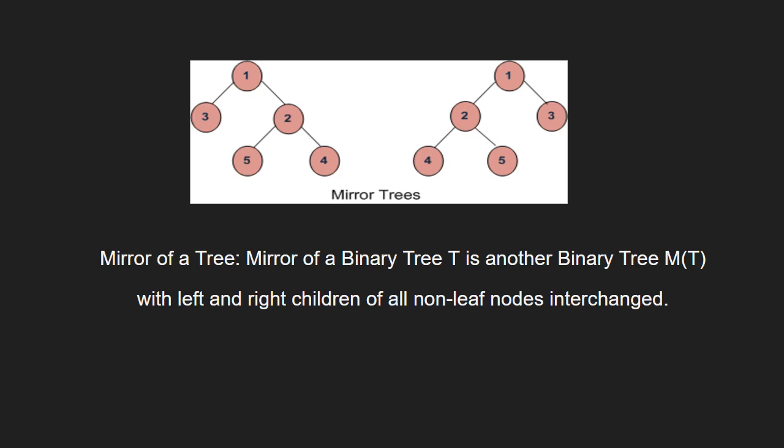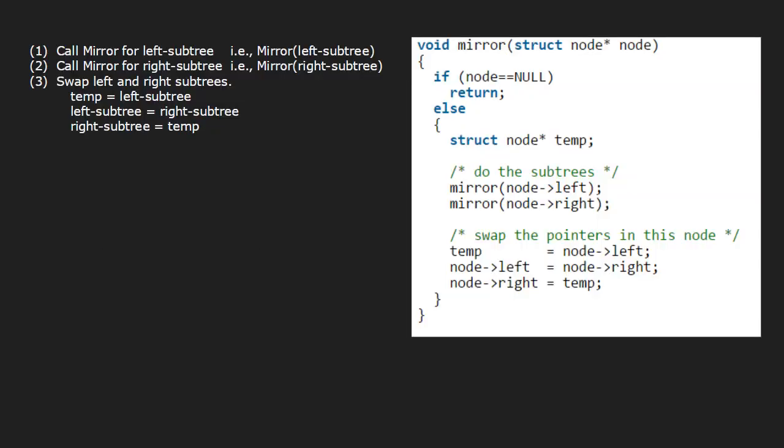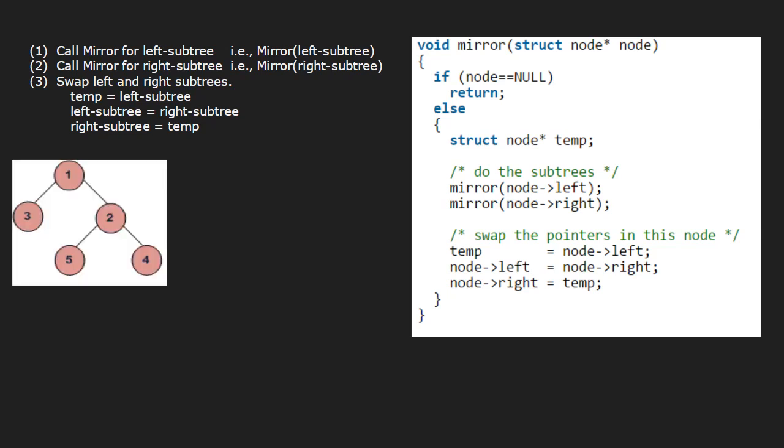Now, let us see the algorithm which will assist us in converting a binary tree into its mirror tree. Let us also have a sample tree to test our algorithm. We first pass the root node which is 1 to function mirror. Hence, node will point to 1. Since node is not null, we enter the else part.